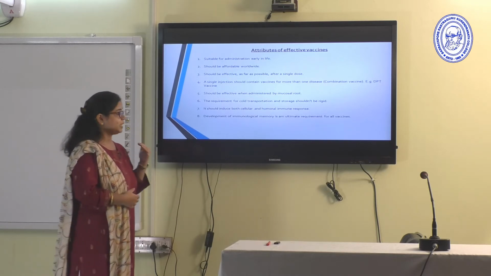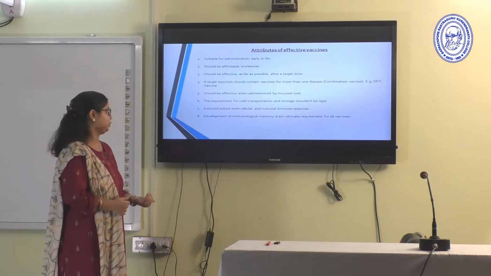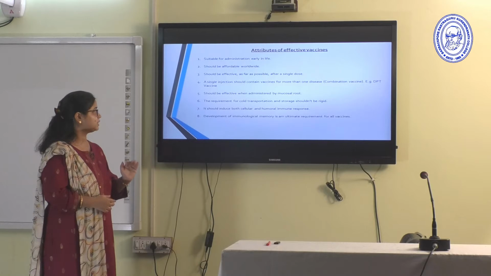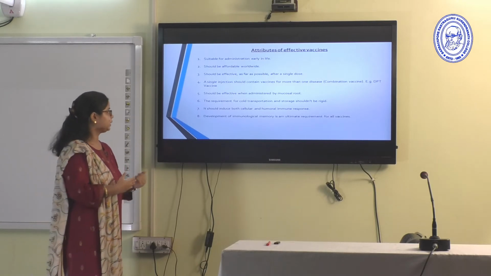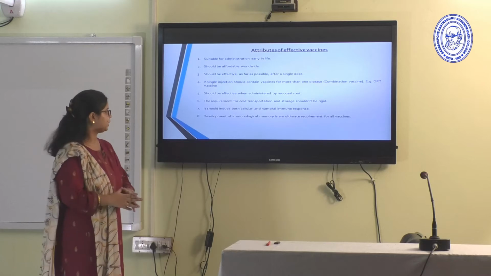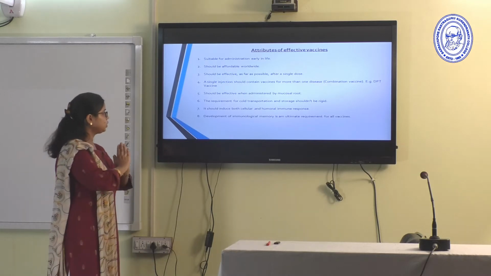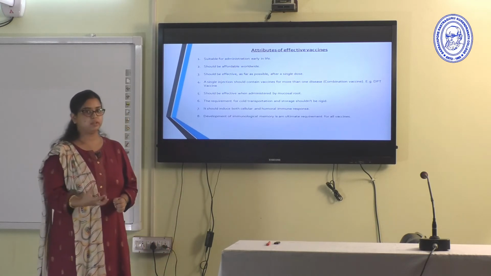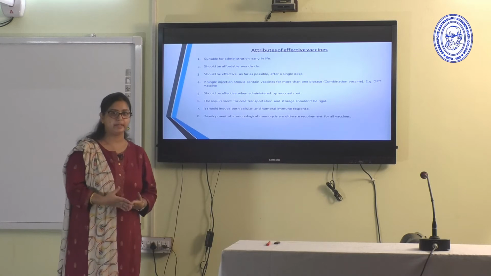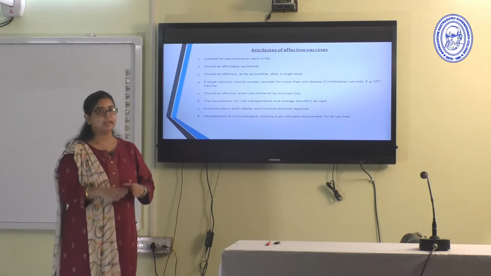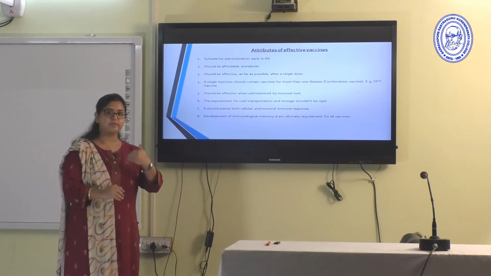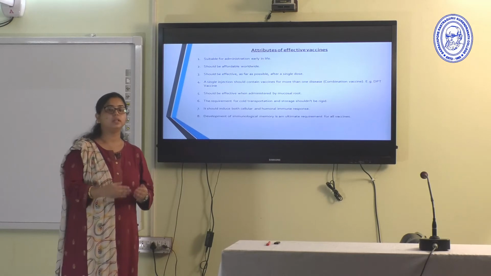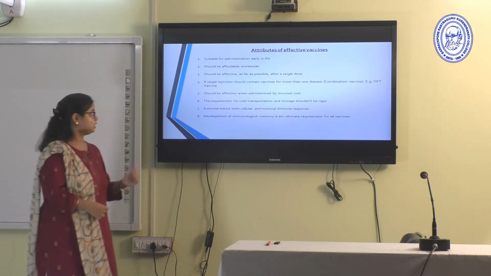It should induce both cellular immune response and humoral immune response. As we have studied in the previous units, humoral means antibody mediated immune response, and cellular means T cell mediated immune response. Development of immunological memory is the ultimate requirement of all vaccines. So a memory cell should be generated, of T cell and B cell. If the memory is generated, then if the same disease infects the same person next time, he will not suffer from the same disease again. So these are some attributes.